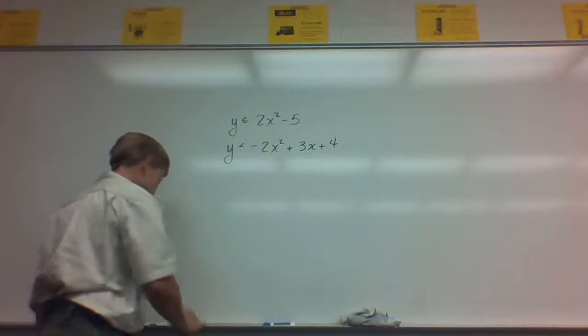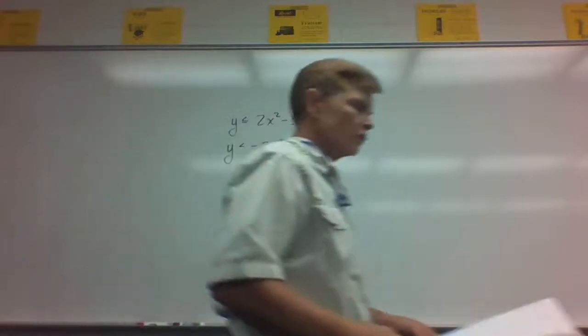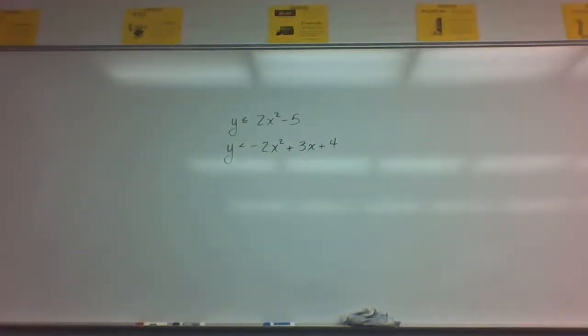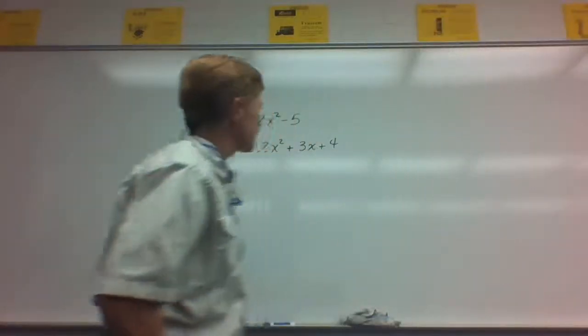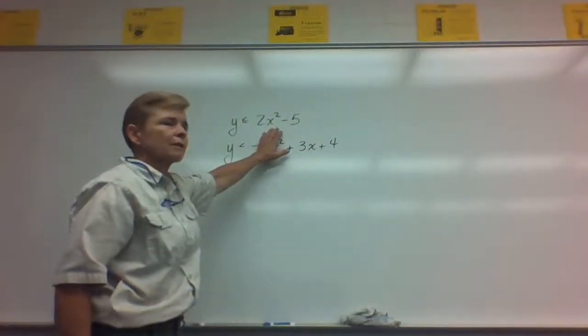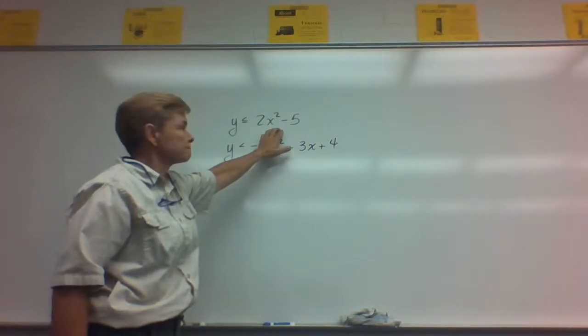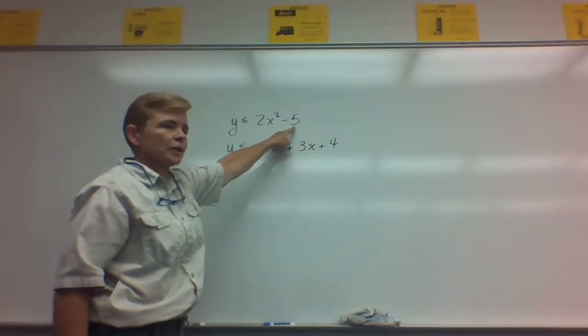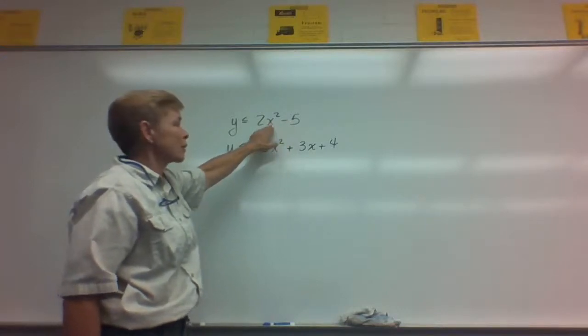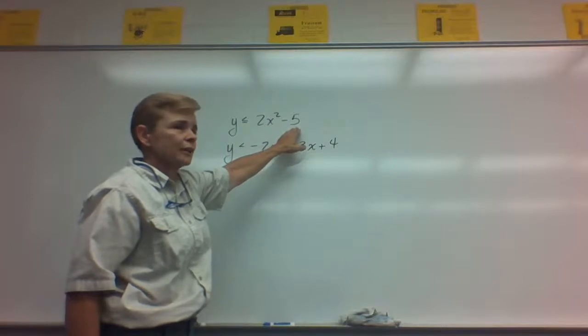So, based on your knowledge of quadratics that you've been studying since the beginning of the year, can anybody tell how to graph this just by looking at it? Where's the vertex? 0, negative 5. It's just going to go down 5. It's not moving right or left anywhere. It's just moving down 5, right?